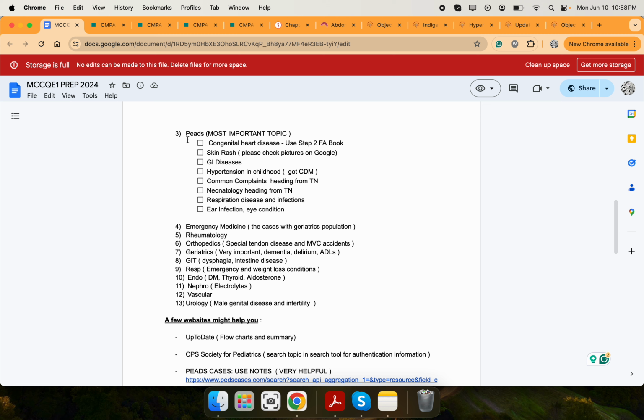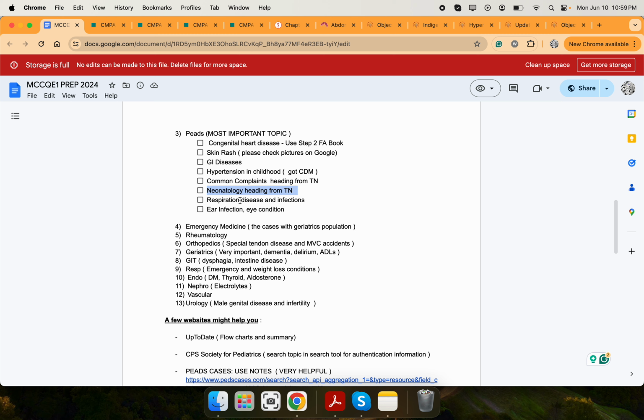GI diseases, especially the neonatal ones, are very important. Hypertension in childhood: we just had a few minutes back looked into the MCC objectives, so that's the one thing. When you go to the Toronto Notes index, there will be a common complaints heading. You have to read the whole block of those common complaints. Neonatology in the Toronto Notes, you have to do the same, because neonatology is very important, especially the resuscitation topic, and onwards everything.